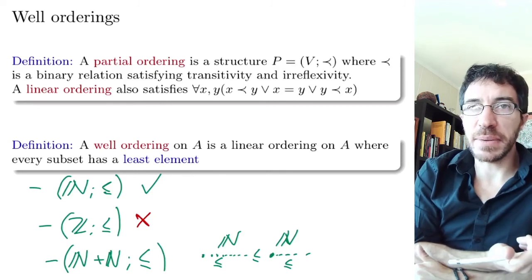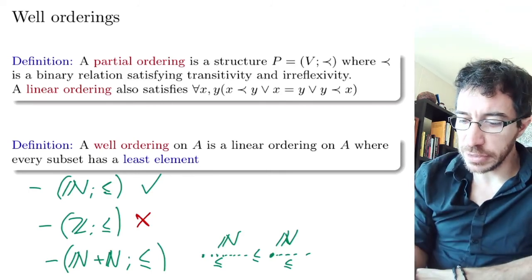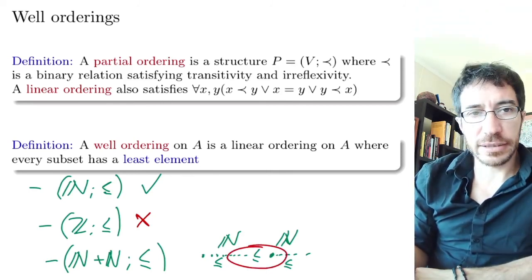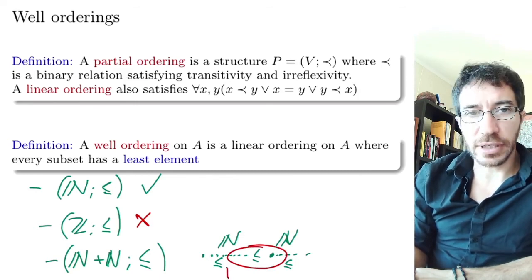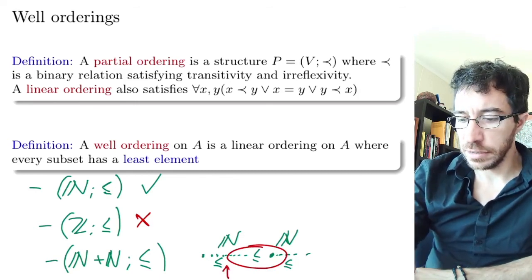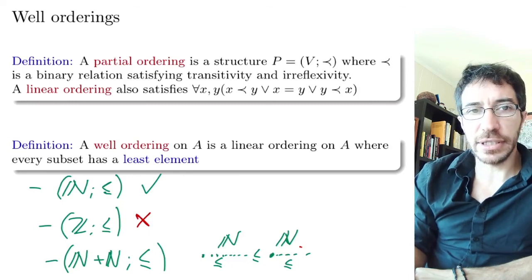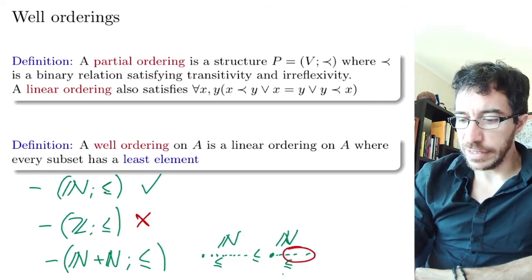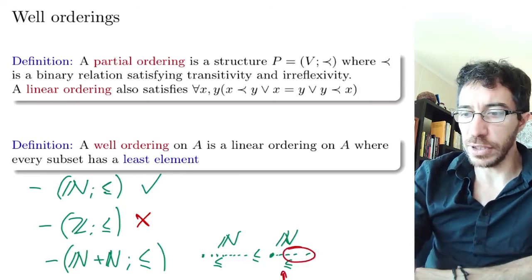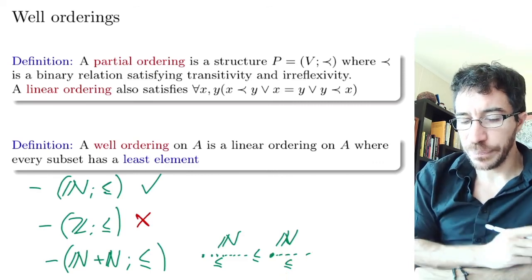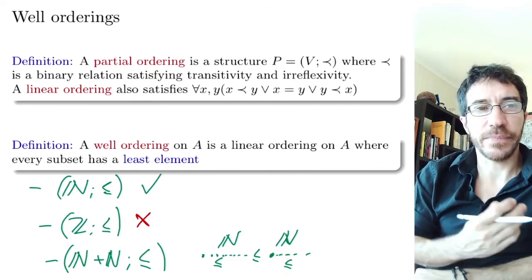In this one, every subset has a least element, right? Because if you have a subset that contains some of the first copy, it's going to have a least element there. If you have a subset that is only in this part, it's going to have a least element in there. So that one is a well ordering. We're going to be talking more about this one later.